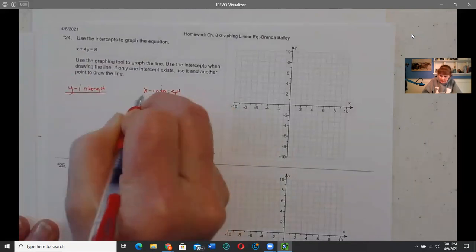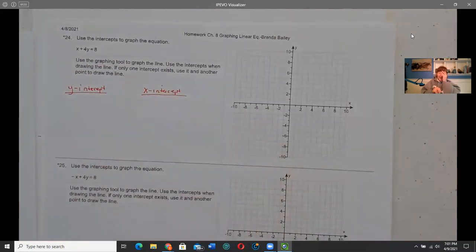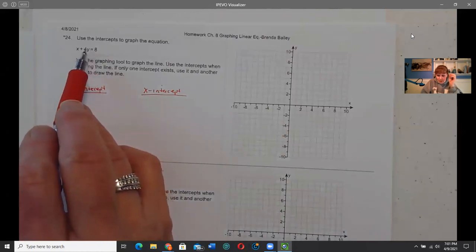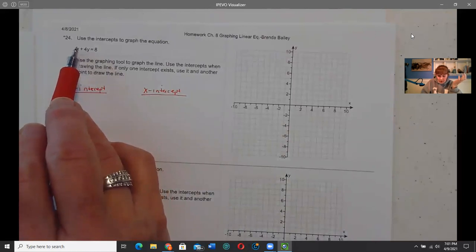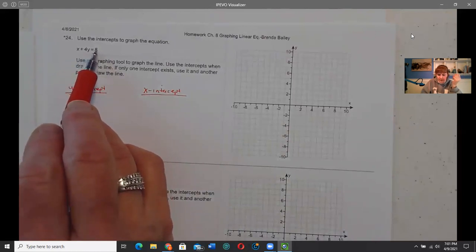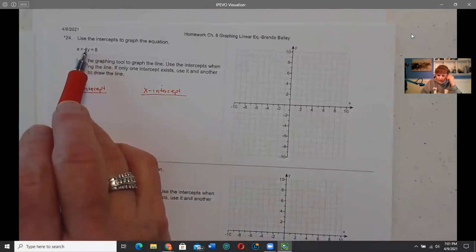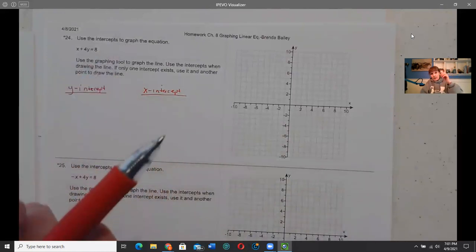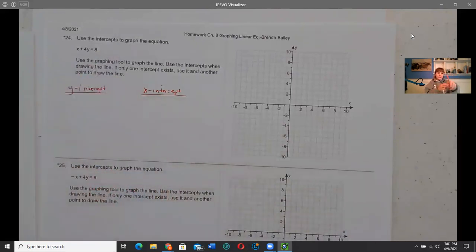Again, this is just another form. And another thing is you don't want to use this method all the time. The only time you want to use this method is if both of these numbers in front, which are called the coefficients, the 1 and the 4, go into this number evenly. Both of these need to go into this number to use this method. Otherwise, you just need to get the y by itself and use that method.